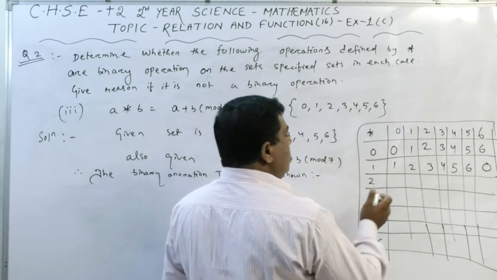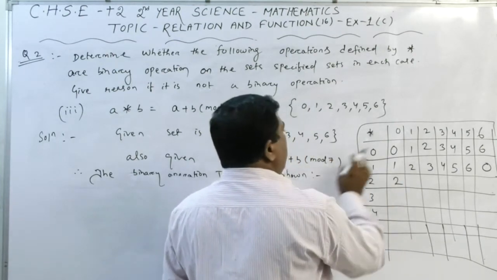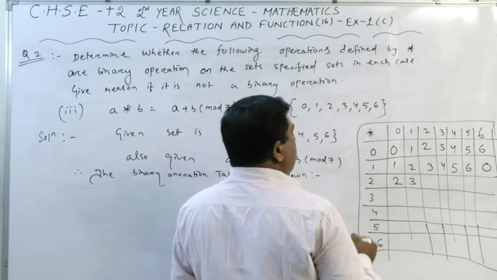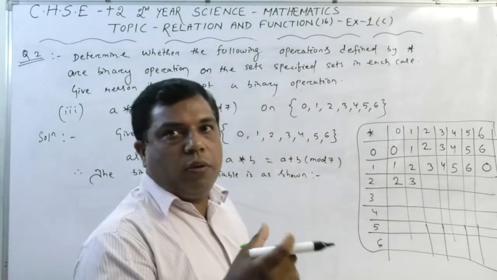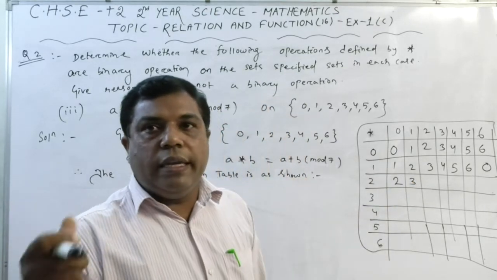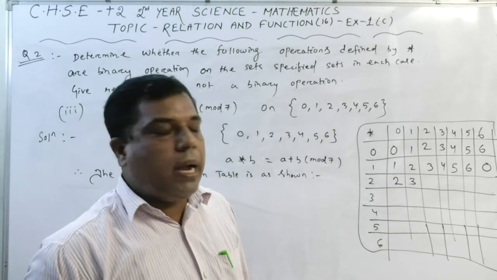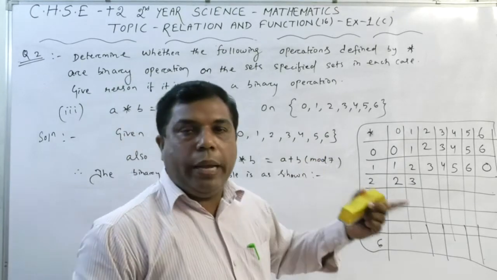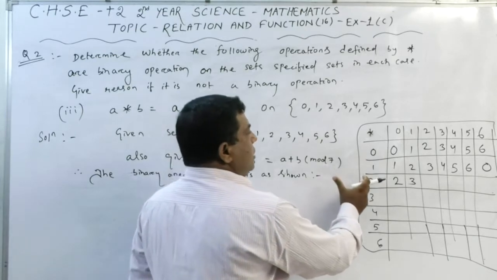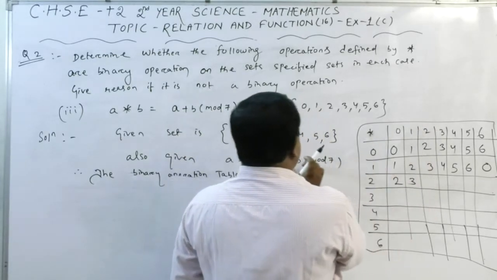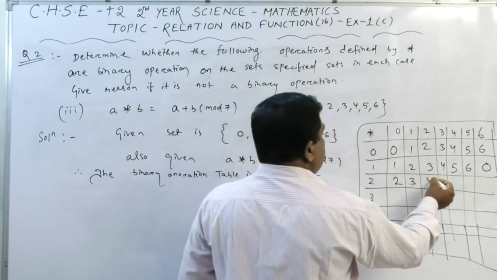2 modulo 7 is 2. 2 plus 1, 3. 3 modulo 7 is 3. So it is the remainder obtained when the summation result is divided by the particular value. Okay. So 2 star 2 is 2 plus 2, 4 modulo 7. What is the result? It is 4.